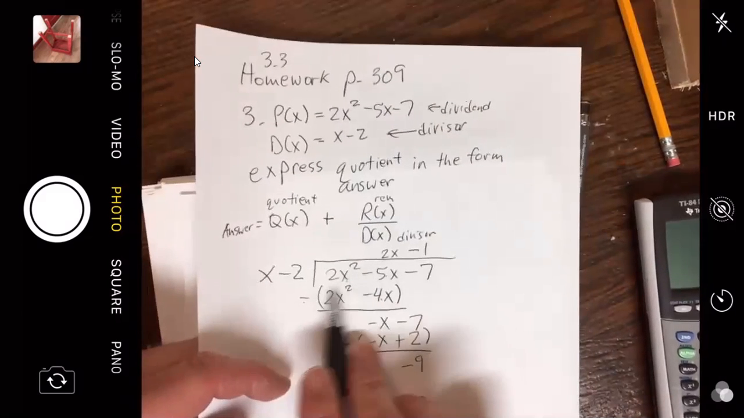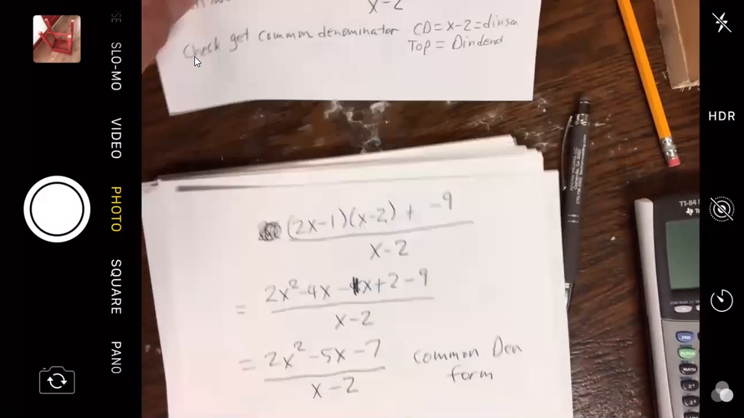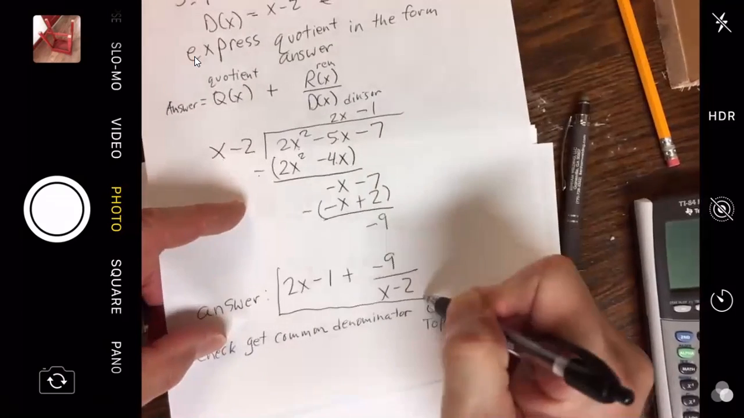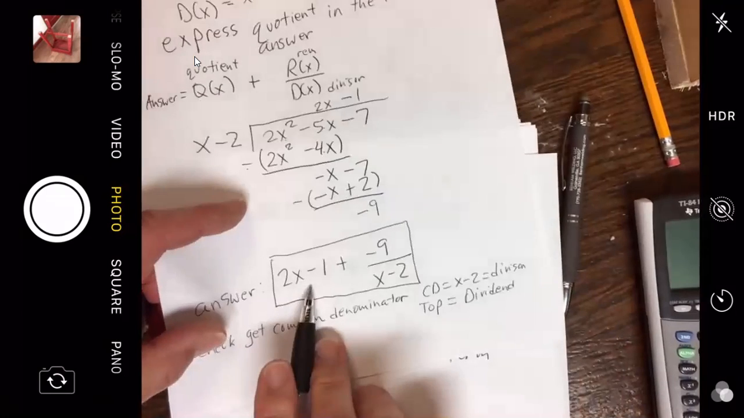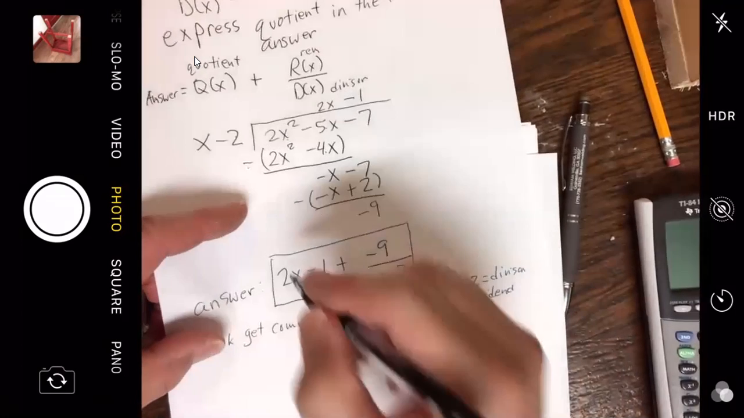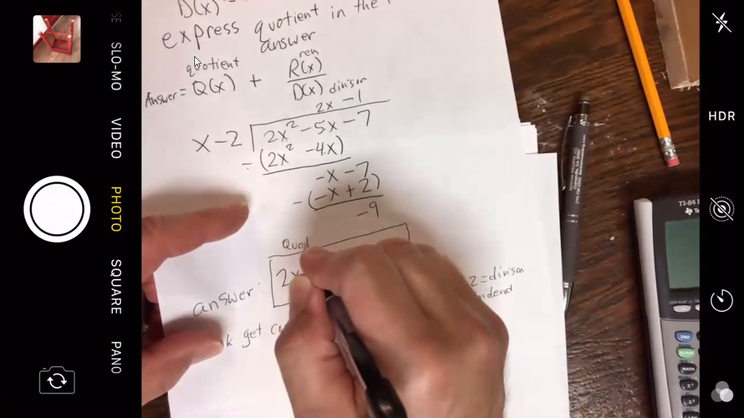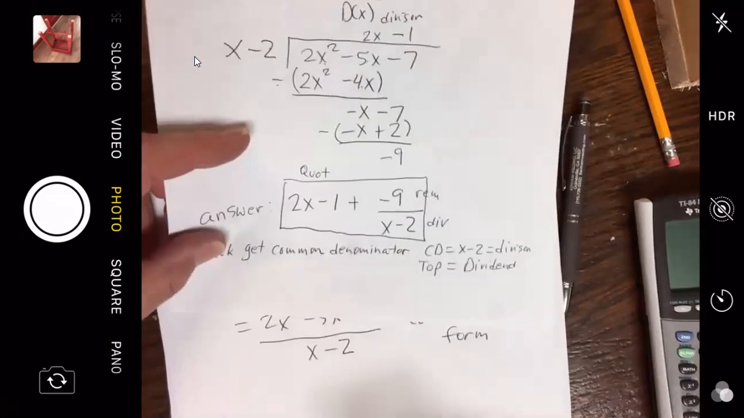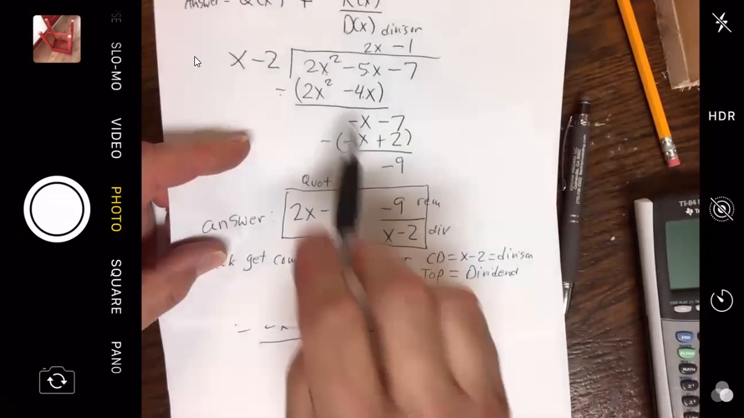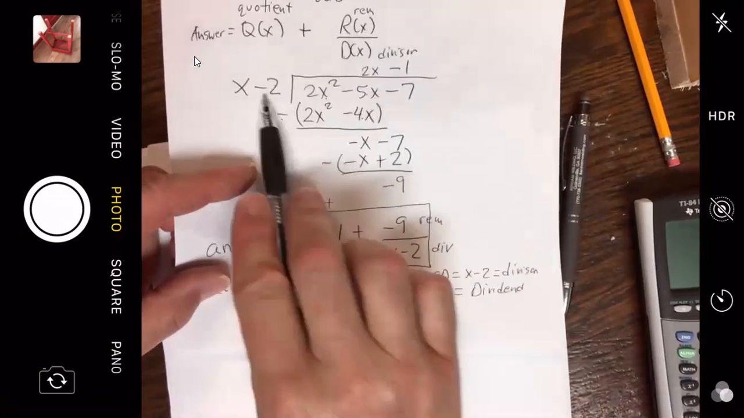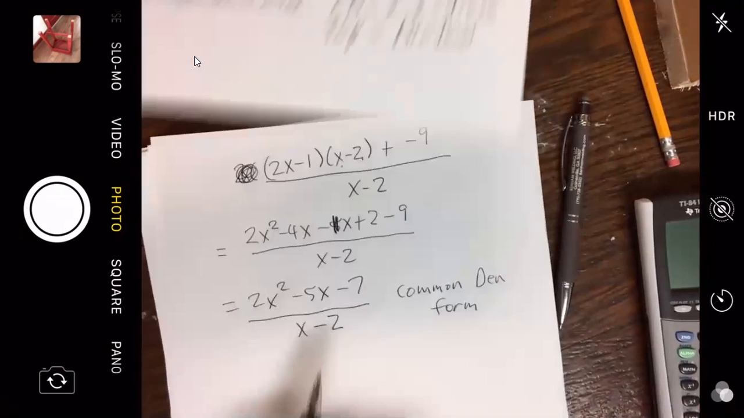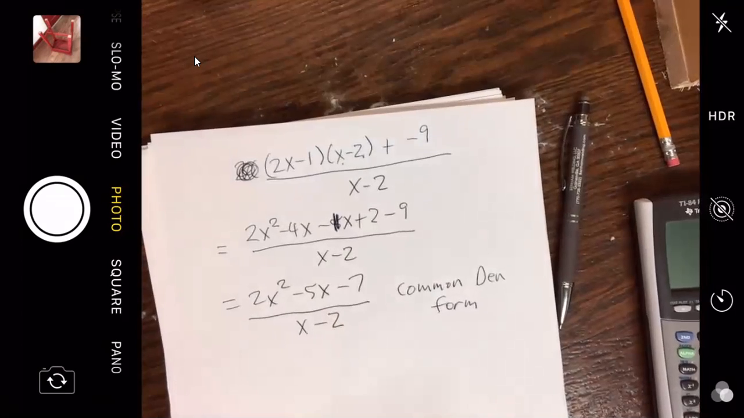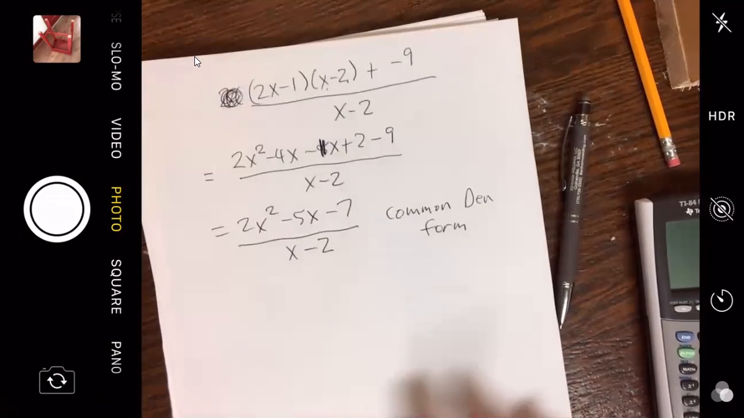Basically right back to this. Your answer is you've split it apart, in effect. You had a remainder, so you've got quotient, add remainder, quotient, remainder divided by divisor. Put it back in common denominator form, and you come right back to this divided by this, right here. All right, some get longer than others.